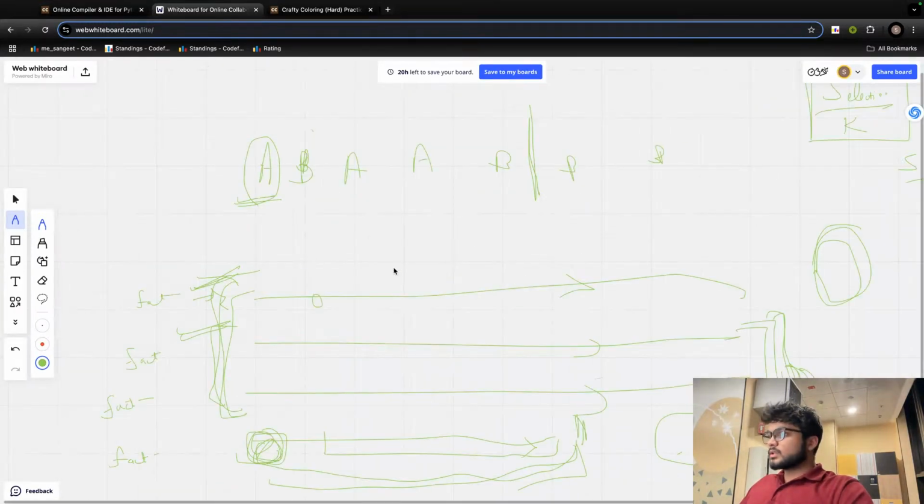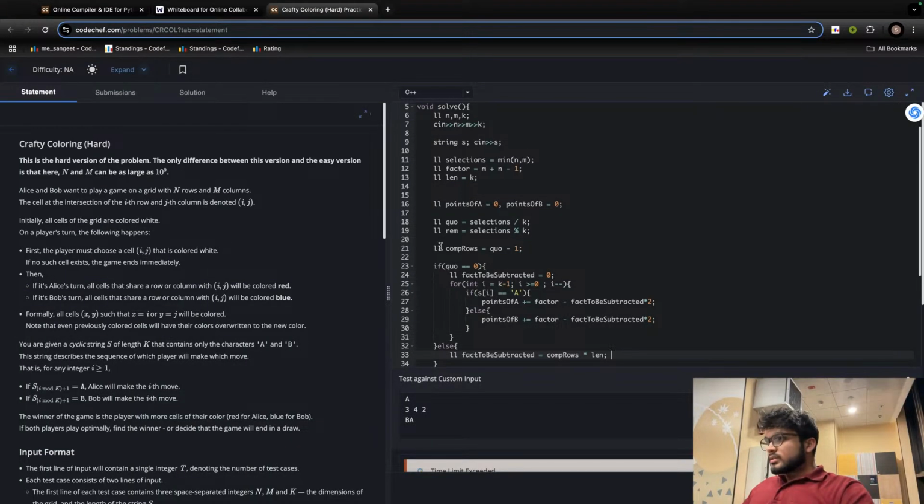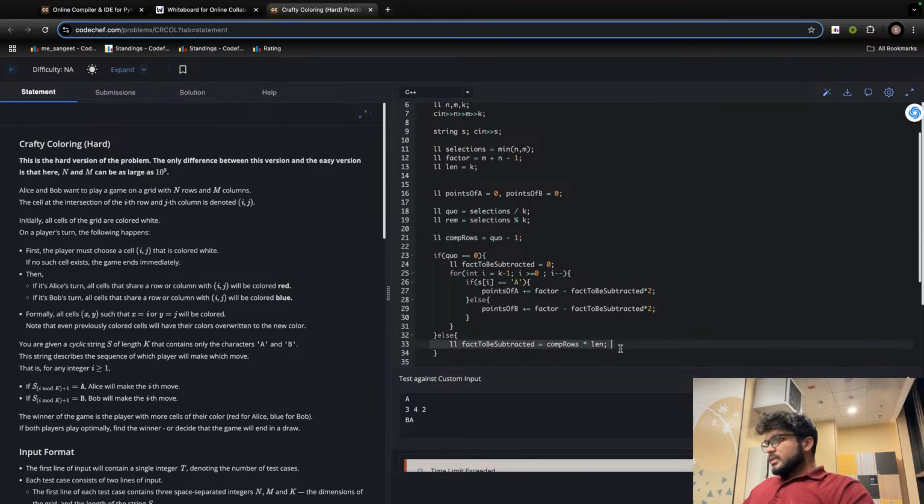See, let's try to see here. Let's say we are traversing the first row. We will be subtracting the factor for each of the rows in the middle. We have calculated the number of rows, which is complete rows. So the factor to be subtracted becomes complete rows into length. Okay, I think we've reached a good stage.